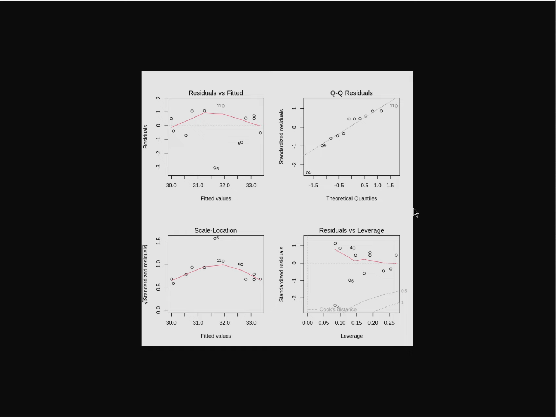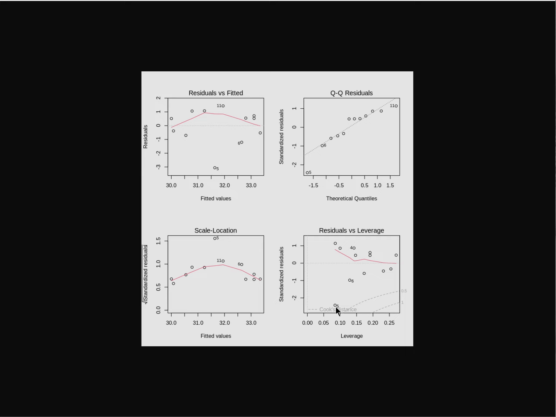Now, this is kind of a gray term here. When is an observation overly influential? In some sense, that's a judgment call. But R conveniently suggests, well, how about Cook's distance values of 0.5 and 1? And so Cook's distance here is represented by these gray dotted lines here.